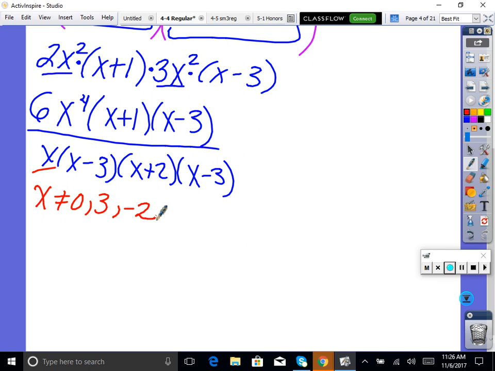And then we'll divide out exact factors. x to the 4th and x divides out to be x cubed, doesn't it? And then the x minus 3's divide out, and that's it. So we have 6x cubed on top, and on bottom, x minus 3 times x plus 2.